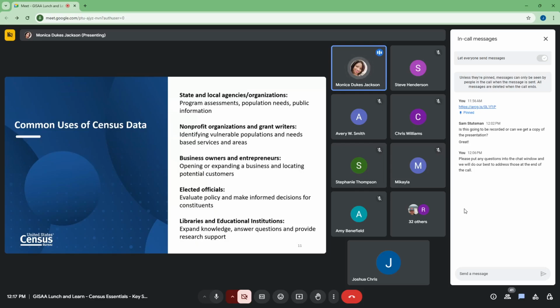So for more context on how people are using the data, here are some common data users and uses of the data. Of course, state and local agencies use the data for program assessments and public information. Nonprofit organizations and grant writers use it for identifying the needs of vulnerable groups and needs-based services or areas within a community. Business owners and entrepreneurs use the data for business plans and locating potential customers. Elected officials utilize the information for evaluating policies and making informed decisions for their constituents. And libraries and educational institutions use the information to assist students and faculty while providing research support.